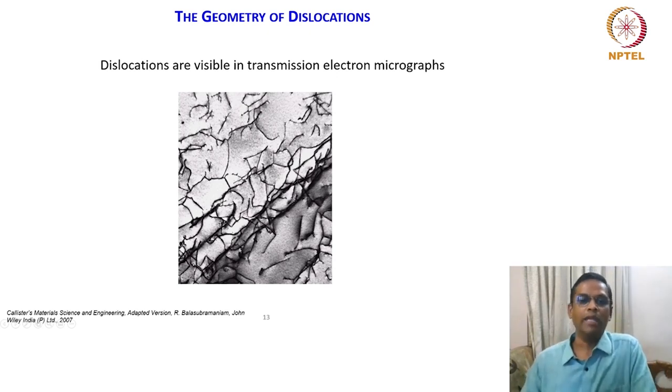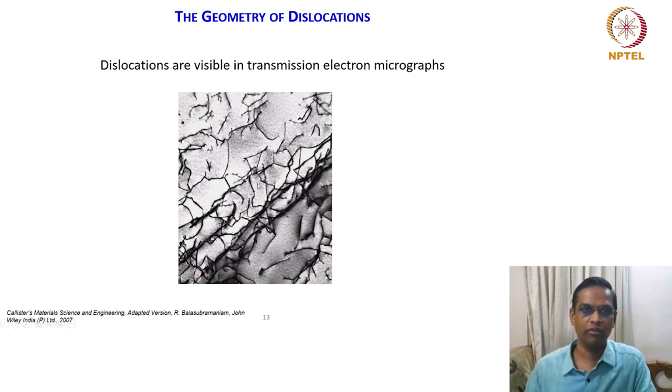If you want to get into why they appear dark and how you are seeing this as a loop and other things, it requires much more knowledge of microscopy and diffraction contrast theory and so on. Probably you can take the help of some characterization course to get into the details. But this is just an example of what you actually see in reality. Because we just said edge, screw and loop, and this doesn't give that kind of feeling. It gives a much more chaotic picture, right?